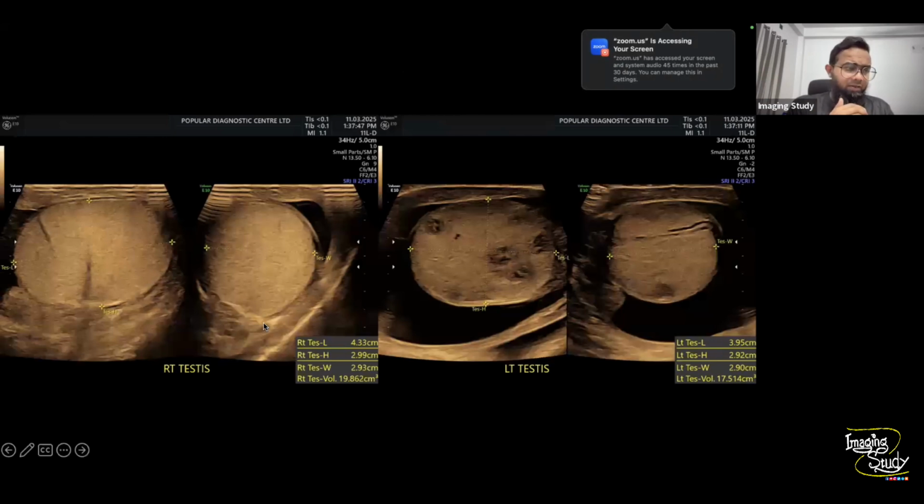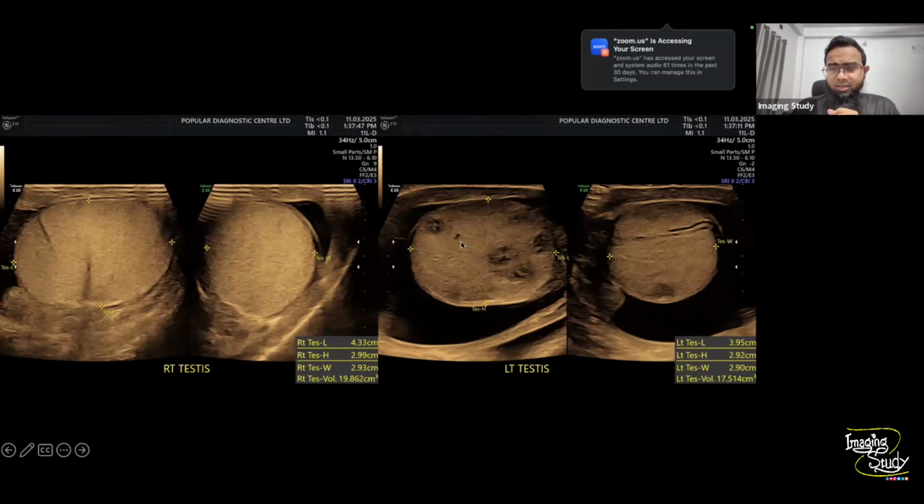So here's the picture. We have measured the testis. You can see this is the right testis. It looks quite normal, except for some collection adjacent to it. This one is the left testis. It measures slightly lower than the right one.